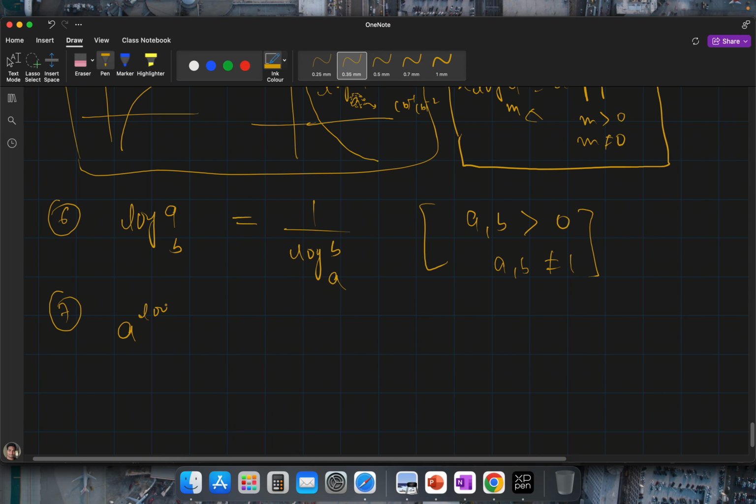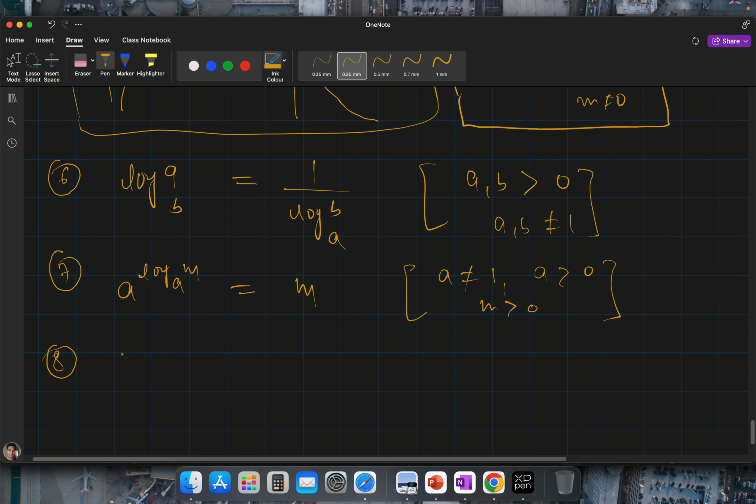Seventh property. a raised to the power log of m to the base a. That value will be m. And the restriction will be what? a cannot be equal to 1. a should always be greater than 0. m should also be greater than 0.